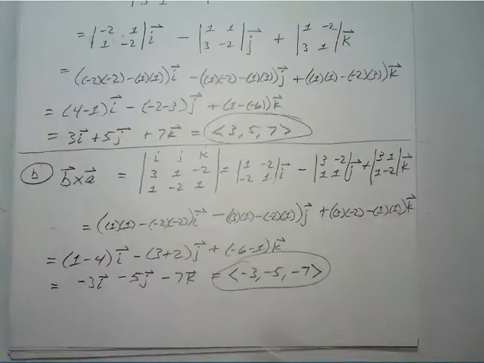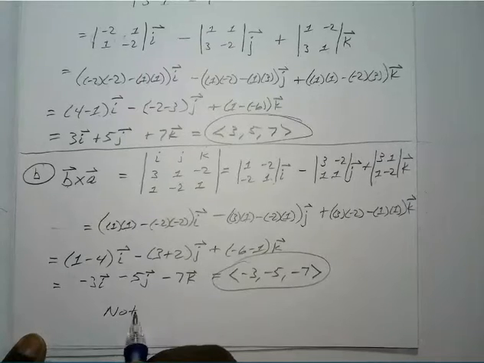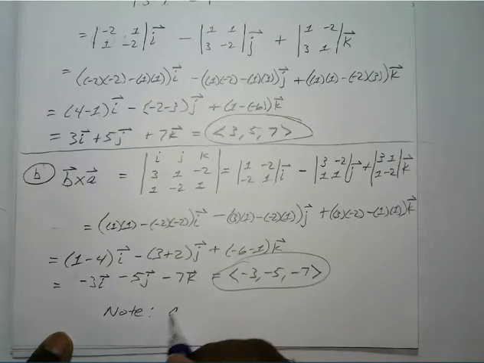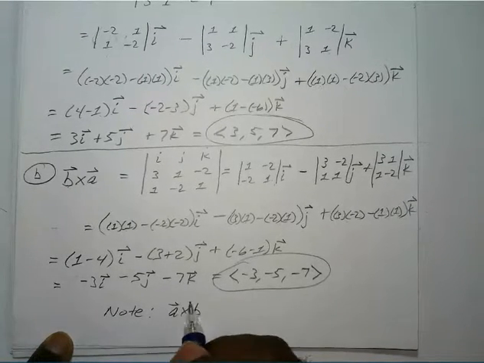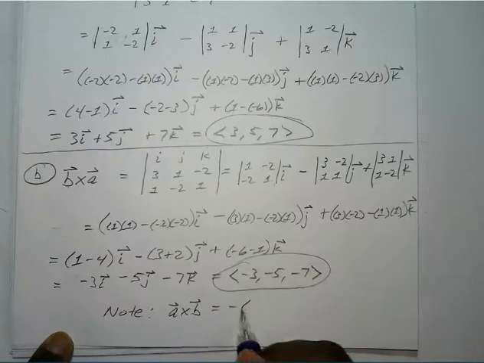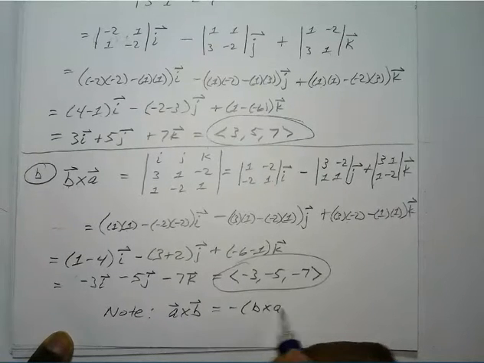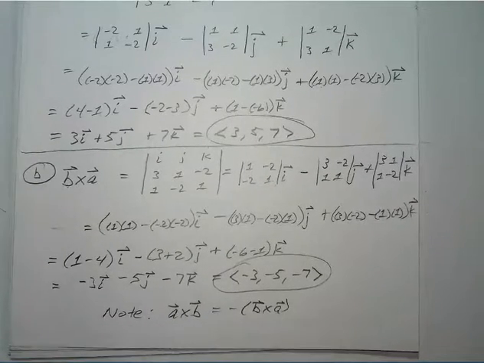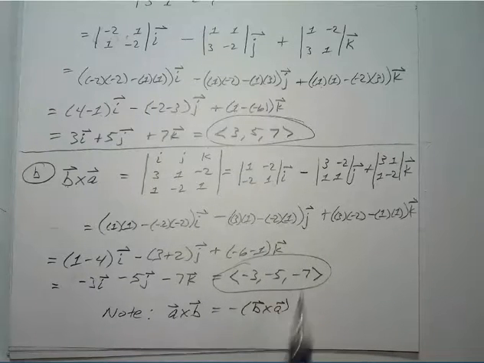Okay, so if you notice, our cross product of A and B is equal to the negative of our cross product of B and A. So you have 3, 5, 7, and then -3, -5, -7.